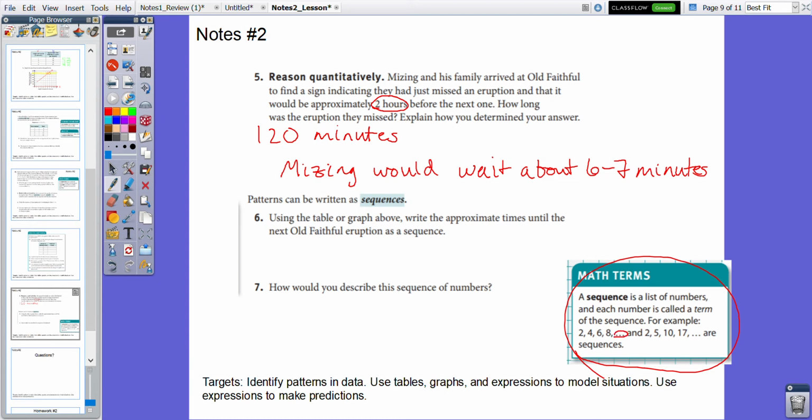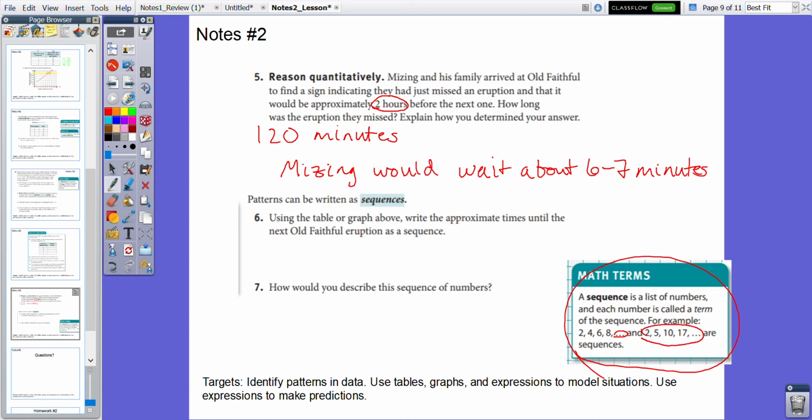That means that the terms listed there, as well as the terms after that, we can assume that if they follow that pattern, those are all terms in that sequence. Same thing for the next one, 2, 5, 10, 17. That's also a sequence, okay?